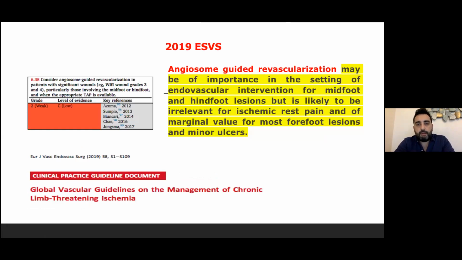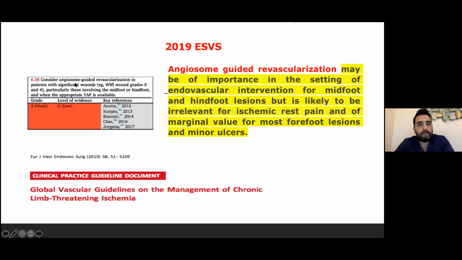And this is a very important document, as we all know, the 2019 ESVS Guidelines on the Management of Chronic Limb Threatening Ischemia. In this guideline, they said angiosome-guided revascularization may be of importance in the setting of endovascular intervention for midfoot and hindfoot lesions, but is likely to be irrelevant for ischemic rest pain and of marginal value for most forefoot lesions and minor ulcers.